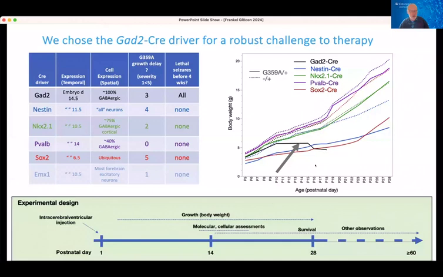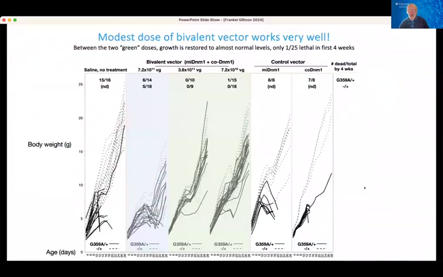And so the experimental design is to inject the mice in the ventricle of the brain, newborn mice on the first day. And over the course of the next 4 weeks, monitor growth by measuring body weight, and then collect various molecular and cellular assessments along the way, and also monitor survival from those lethal seizures. And later, we'll look at other aspects of the mice. And this is a complicated but catch-all slide that shows why I think this is very exciting. I'll try to walk you through it easily.